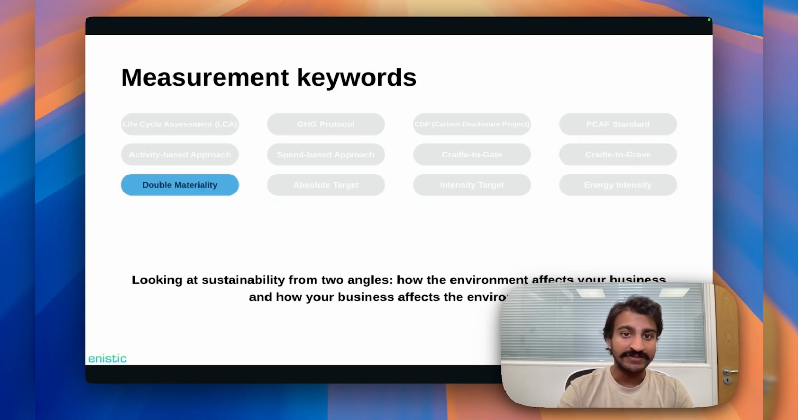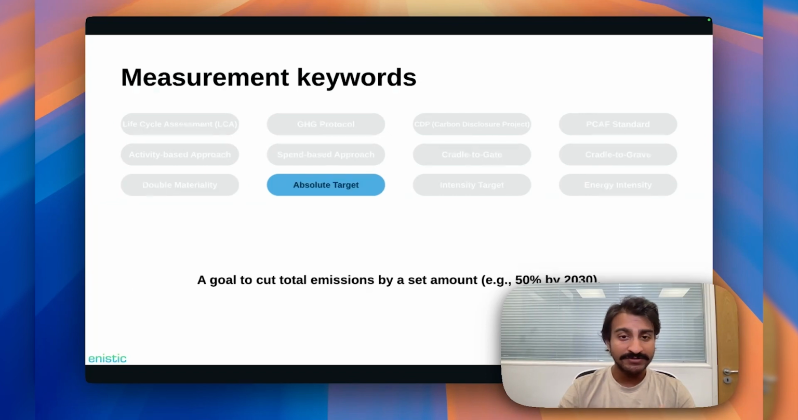Double materiality is looking at sustainability from two angles: how the environment affects your business and how your business affects the environment. It's a two-factor risk and opportunities framework that's central to some new reporting standards. An absolute target is a goal to cut total emissions by a set amount, for example 50% by 2030 or net zero by 2050. It usually has a baseline year and you compare to that.